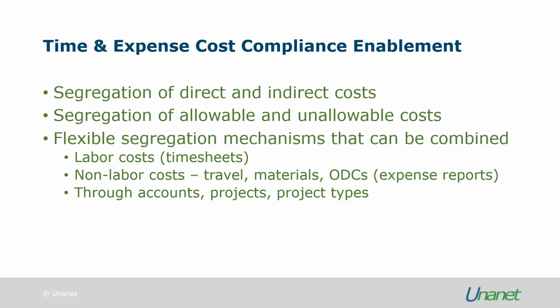Of course, all of this stuff is to accomplish what DCAA or other government agencies require in a qualified accounting system. And that is the ability to segregate direct and indirect costs. We do that with a project code. The ability to segregate allowable and unallowable costs. Well, again, we do that with a project code. And those segregation mechanisms are very flexible. You can combine those for labor costs on timesheets, non-labor costs like travel, materials, and ODCs on expense reports. And you can do that through accounts, through projects, and through project types, all of which can be used to control that cost segregation.